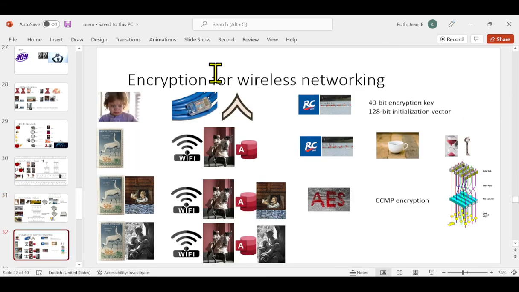Another bonus is encryption for wireless networking. This is a picture of weeping, and this is for WEP, or wired equivalent privacy. And maybe the toddler is weeping because they have no privacy. That uses the RC4 and a 40-bit encryption key and a 128 initialization vector.